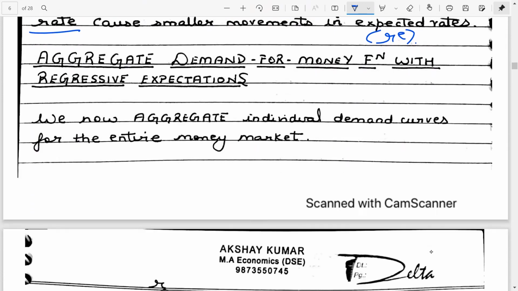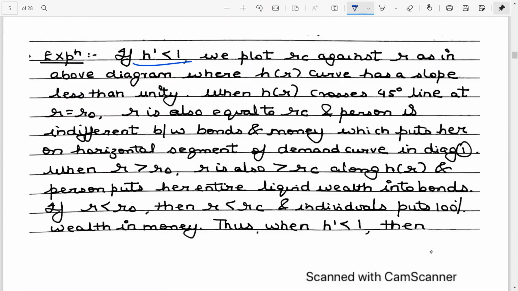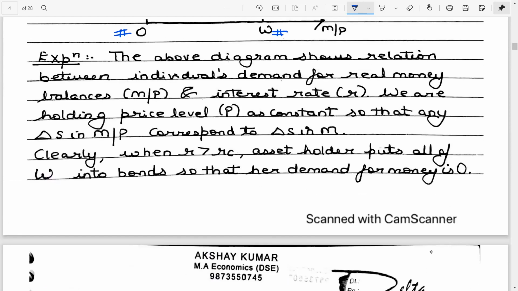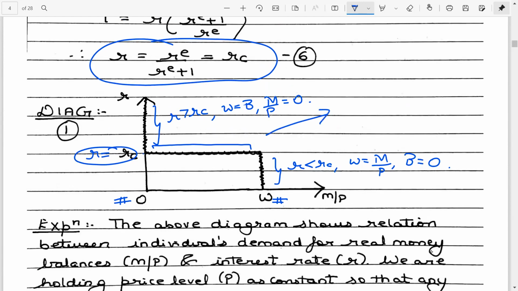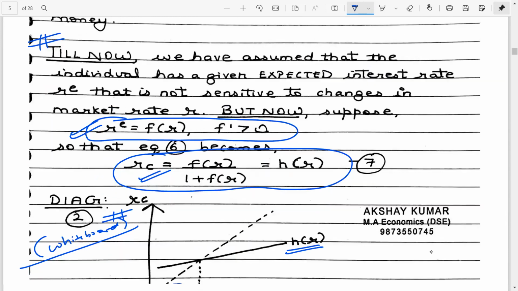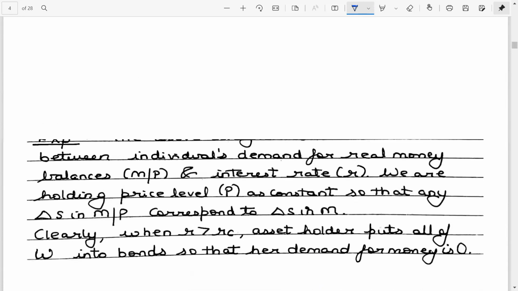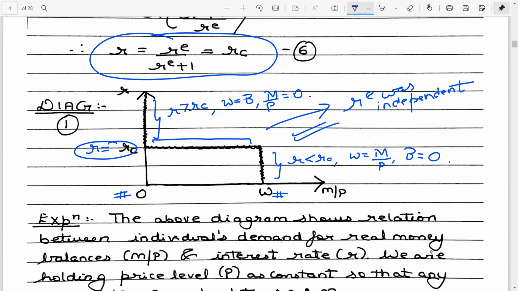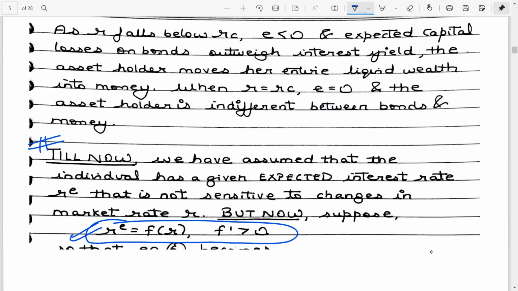The objective of this lecture was to go deeper into the regressive expectation model and derive the money demand. We have derived the money demand curve without making the assumption of re being a function of r. So when we derived this money demand curve, re was independent. It was not depending on r. But when we make the assumption of re being a function of r, then also this diagram is going to give us the same money demand, which is this. That means even when I make the assumption that the expected rate of return depends on the actual, I get the same money demand, which we have discussed on the whiteboard.